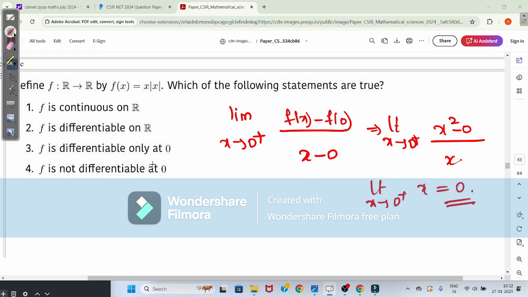So this is differentiable at 0 and differentiable on the real numbers, and f is continuous on the real numbers. These are the correct options. Not differentiable, this is the wrong statement.